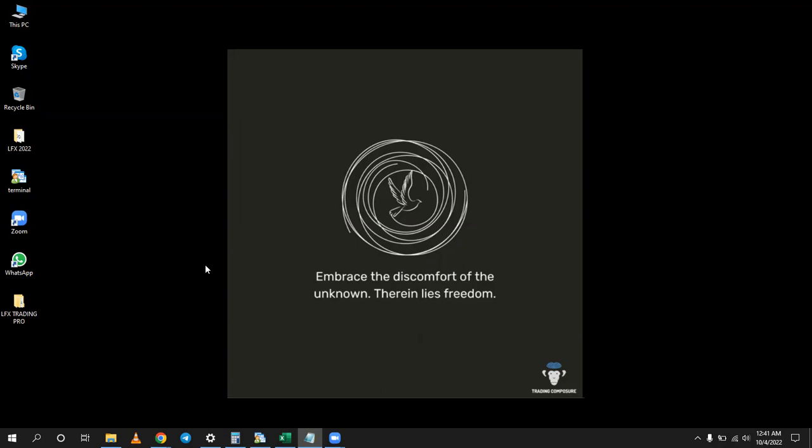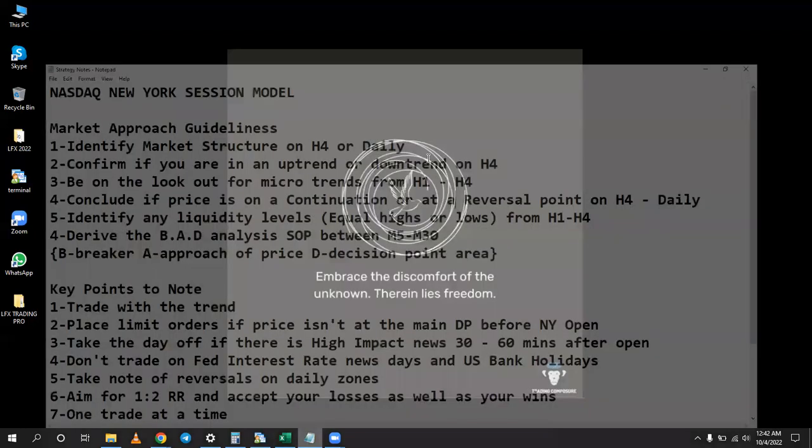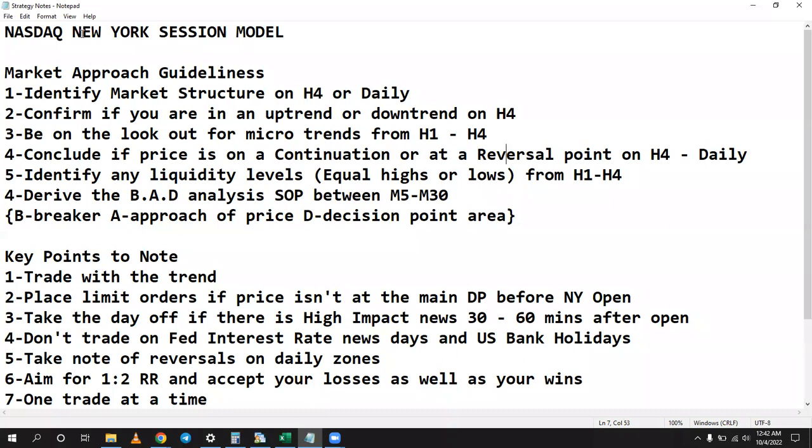So basically, I'm going to be going through the Nasdaq New York Open model, and later on, we shall backtest the month of September. And in the backtest, you are going to appreciate this model here. It's called the Nasdaq New York session model. So basically, we shall be trading Nasdaq around about the New York session.